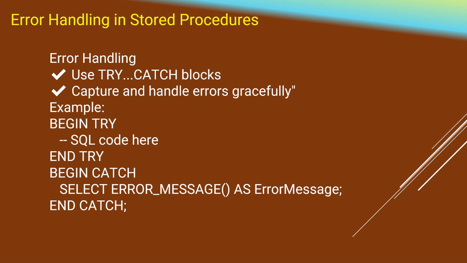Handling errors in stored procedures is crucial for robust applications. SQL Server supports TRY-CATCH blocks, which let you capture errors and respond appropriately inside the procedure. This way, you can log errors, return meaningful messages, or take corrective actions without crashing your app. Example as shown.